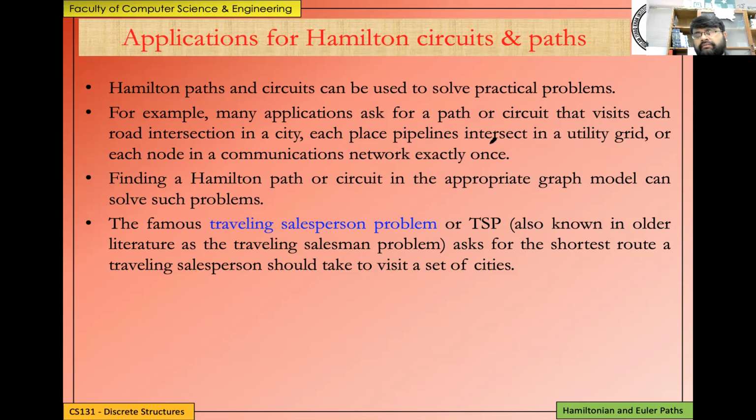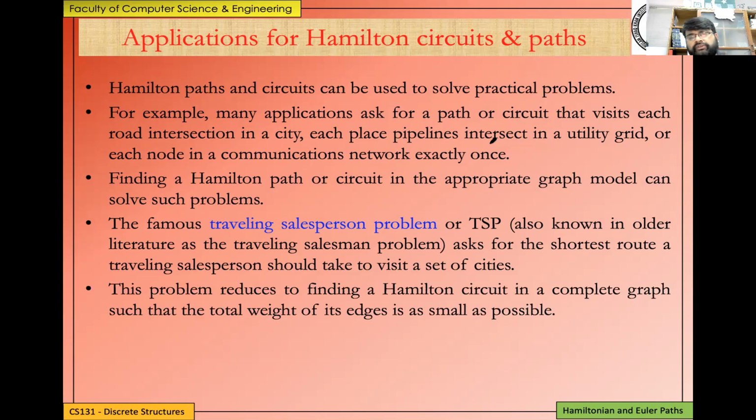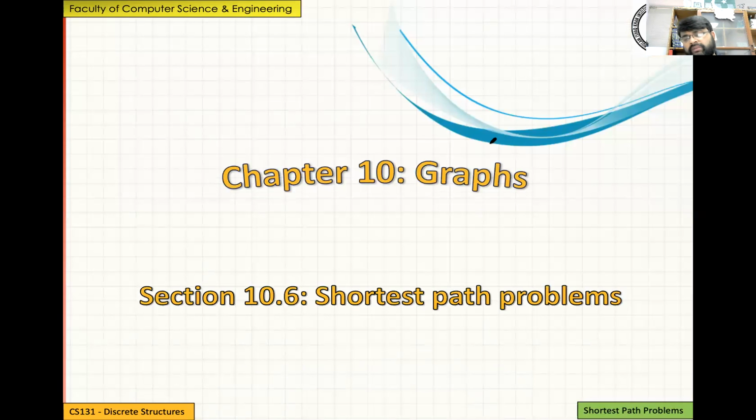within the graph. So this problem reduces to finding a Hamilton circuit in a complete graph such that the total weight of its edges is as small as possible. The task here is to find a Hamilton circuit in a complete graph where the total weight of its edges is kept to a minimum. And that's why it's the traveling salesperson problem. You want to minimize the distances traveled and minimize the weights of the edges. And we'll see it in the next few lectures as well.